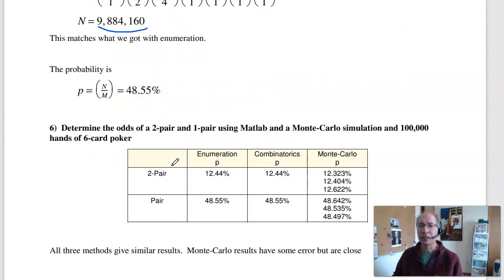Problem 6 is check your answer using Monte Carlo. We'll talk about that in just a sec. But here's what I got using enumeration. Here's what I got using combinatorics, and these two should be exactly the same. With Monte Carlo, I ran a simulation with 100,000 hands, and 12.3%, 12.4%, 12.6%, about the same. The hands had 2 pair, 48.6, 48.5, 48.4, about the same, and 1 pair. So that kind of confirms that the calculations are close, and also confirms my Monte Carlo simulation is right. Probably right.